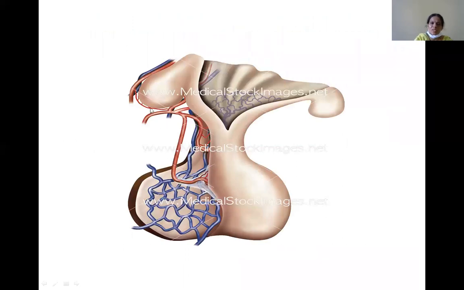Why is it present here? The major significance of this portal system is that whatever hormones are being produced in the hypothalamus will be traversing down from the hypothalamus to the anterior pituitary in high concentration. High concentration. Remember this point. The high concentration will be achieved through this portal system.